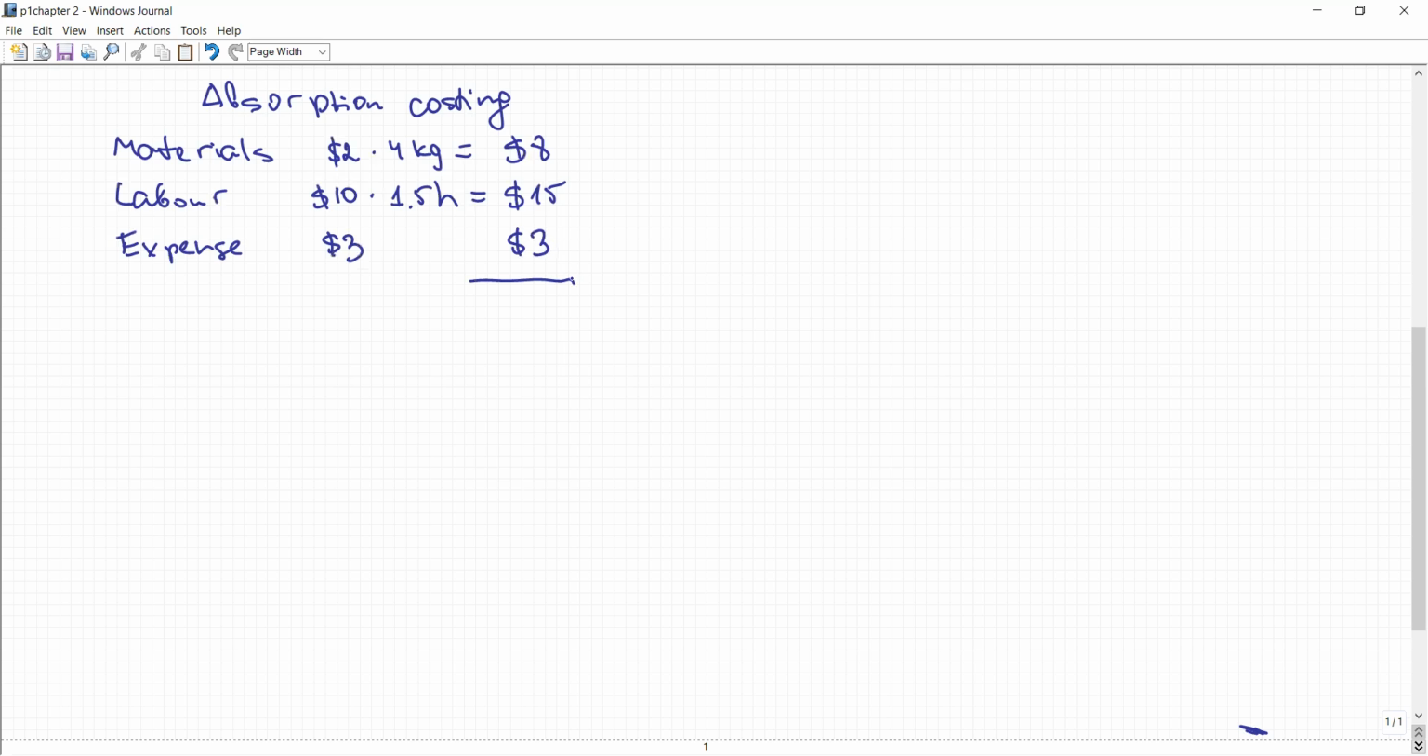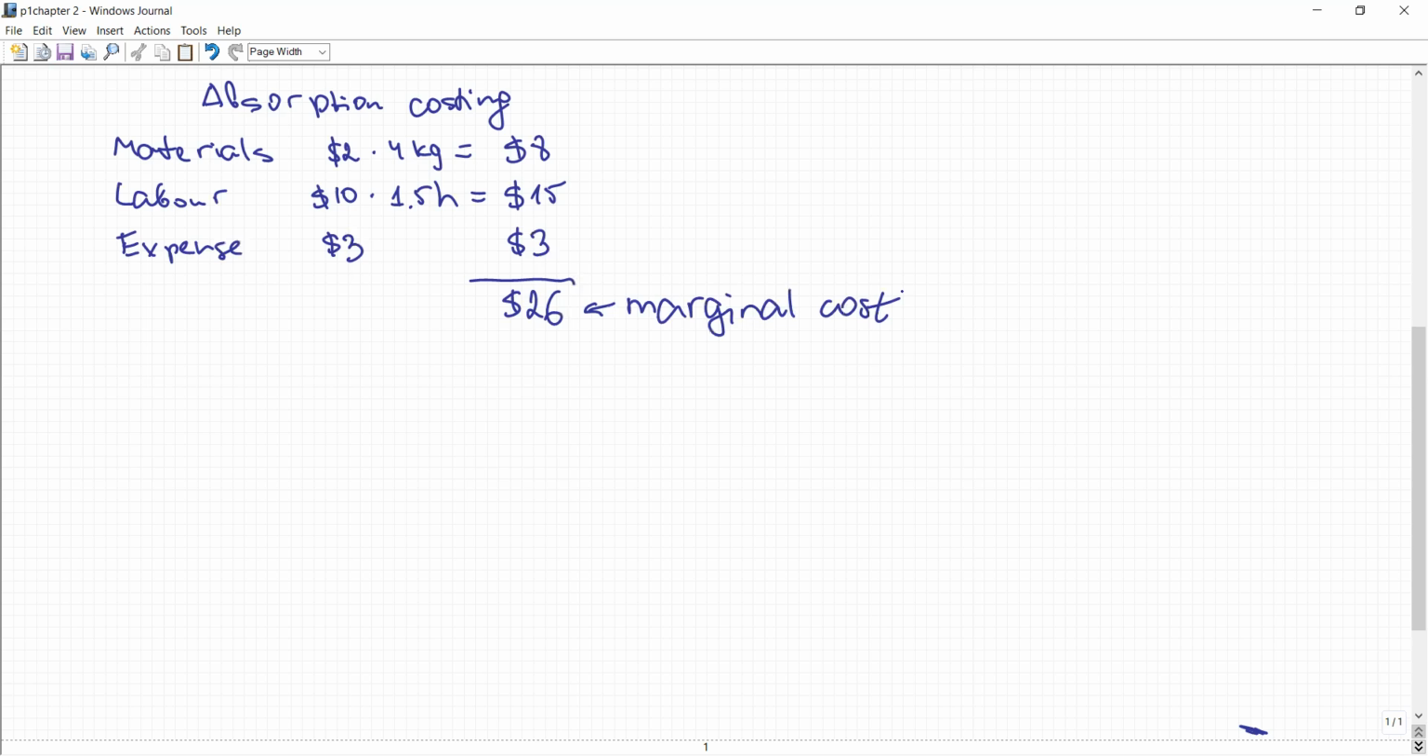Okay, so this gives us direct cost, and direct cost is going to be calculated as 26. And this is something that is called marginal cost. Marginal cost means only variable costs. Okay, marginal cost. Now, what we do next, we look at overheads. And what overheads do we have?